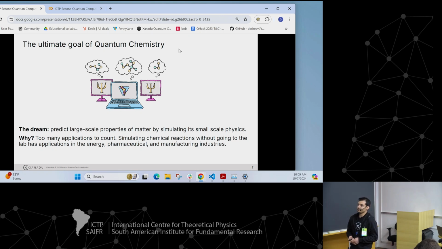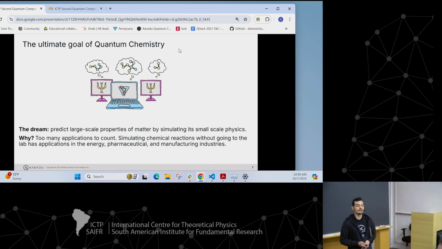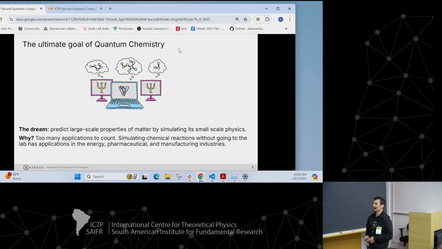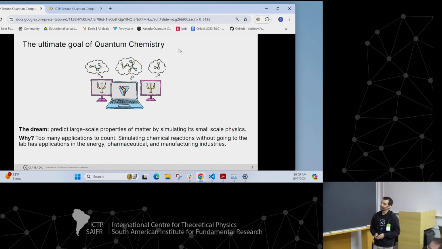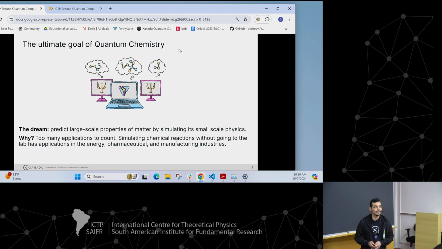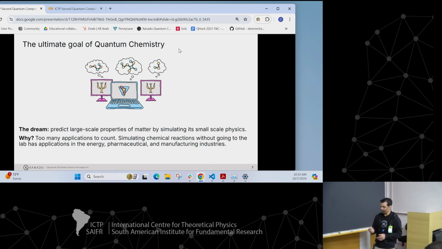And obviously, chemicals are all around us. We have a very large chemical industry all around the world that could benefit from a lot of these computationally assisted designs. So things like simulating chemical reactions, have interest in the energy sector, pharmaceuticals, manufacturing industries. A lot of it is still being explored, where exactly quantum computers will fit into all this, but there are a lot of applications that are being looked into.